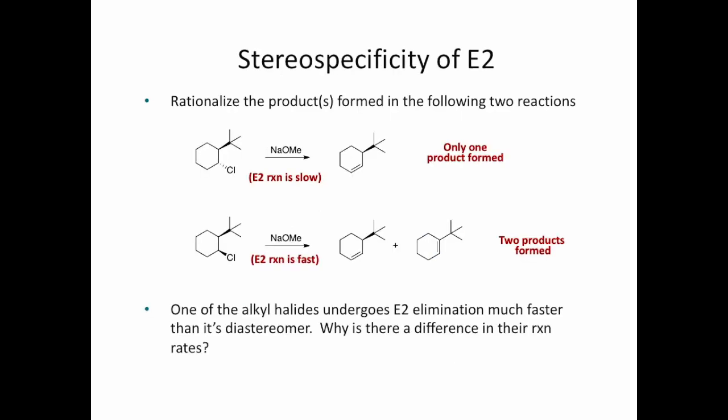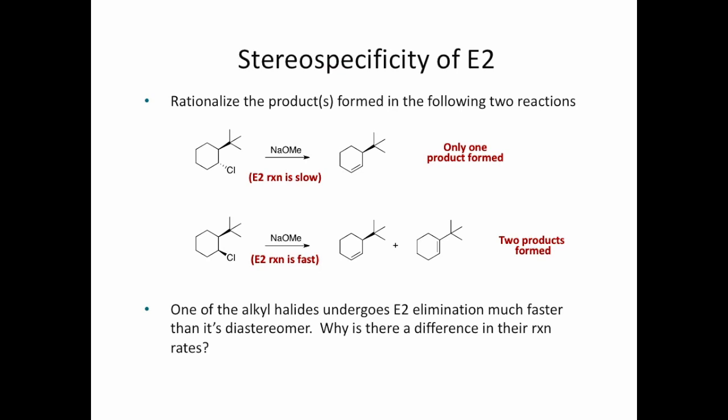Here we have another problem. So rationalize the products formed in the following two reactions. So the first one you only get one product, but in the second one you get two products. And then it says one undergoes elimination much faster. Why is that? So here again we have to draw the chair conformers.